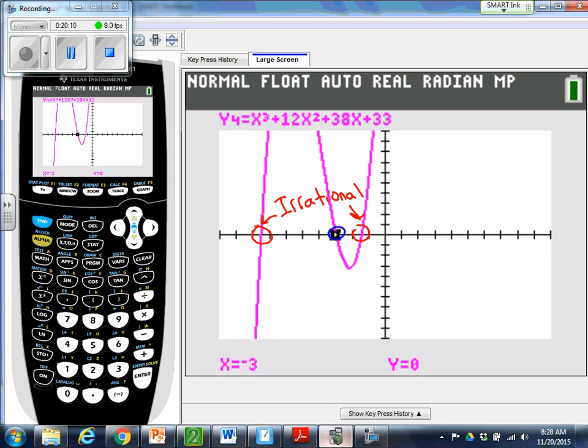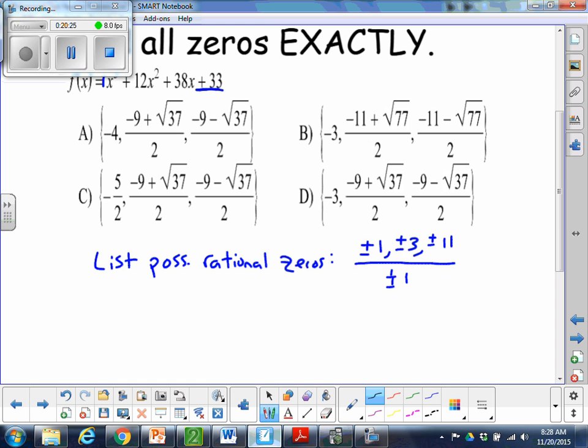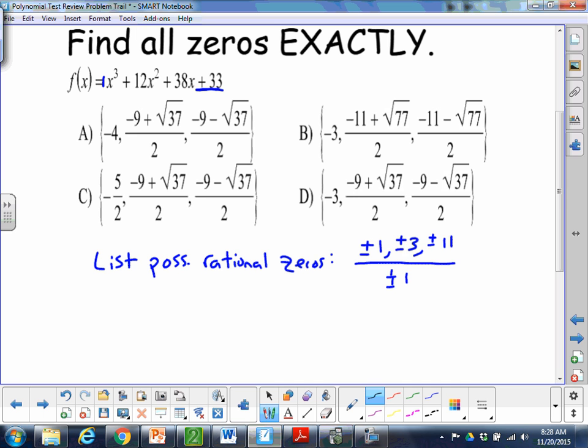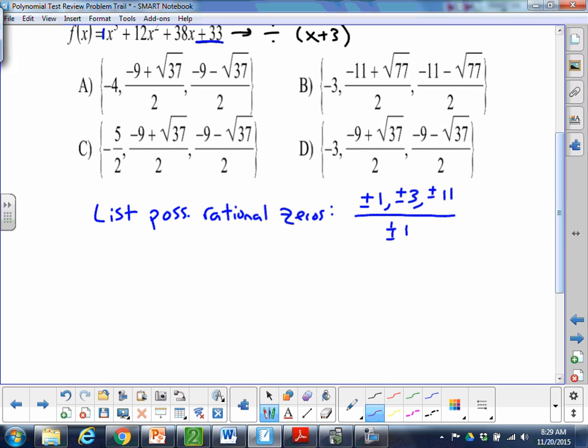But I know I have a 0 at x equals -3. That tells me that I have a factor of x plus 3. So we can divide that polynomial by x plus 3, and then we can finish the problem and get exact answers. So the original polynomial, we are going to divide by x plus 3, and let's do that synthetically. Remember, the 0 that we found was -3, so that's what we use with synthetic division. I have coefficients of 1, 12, 38, 33.